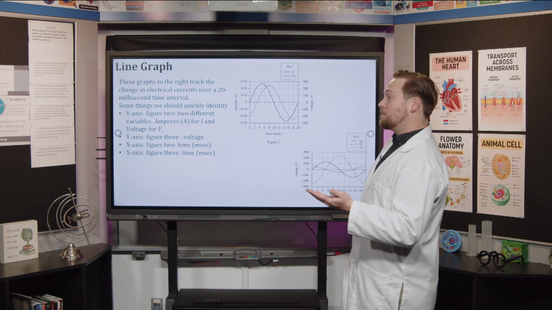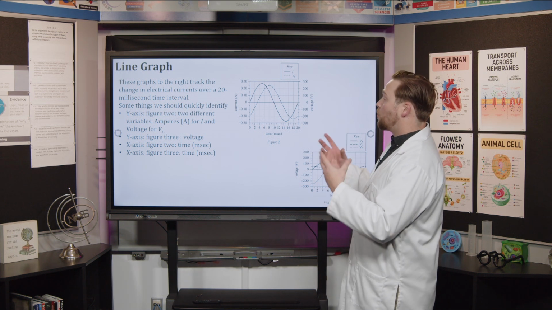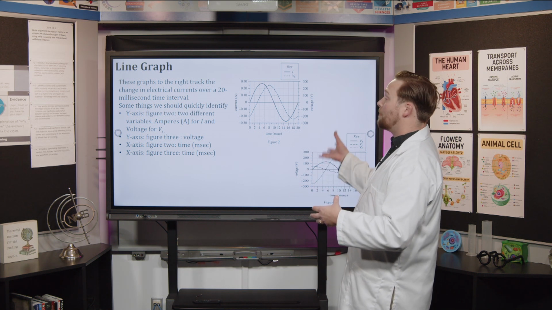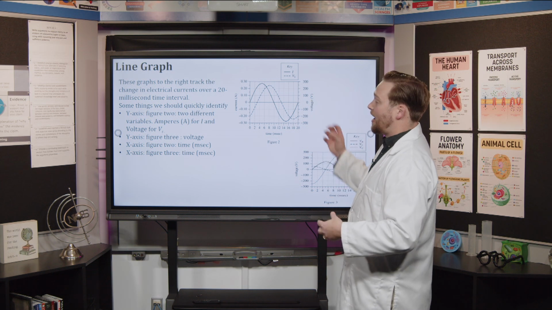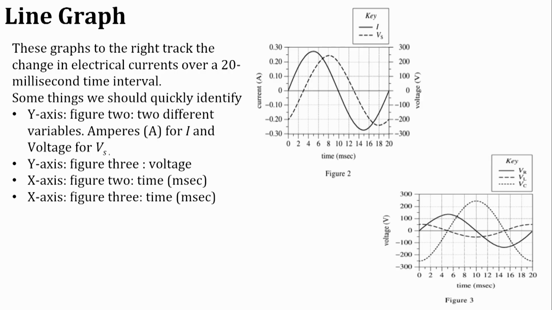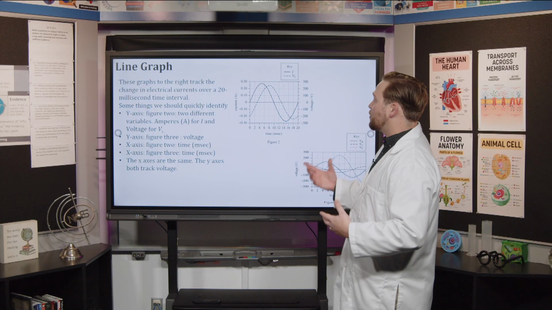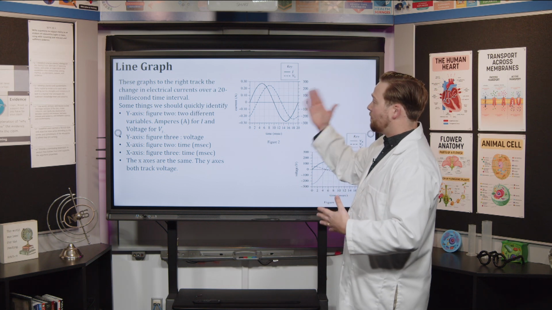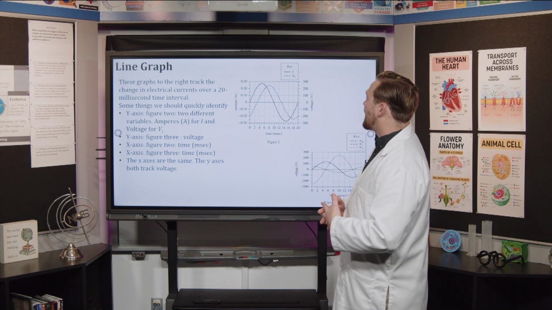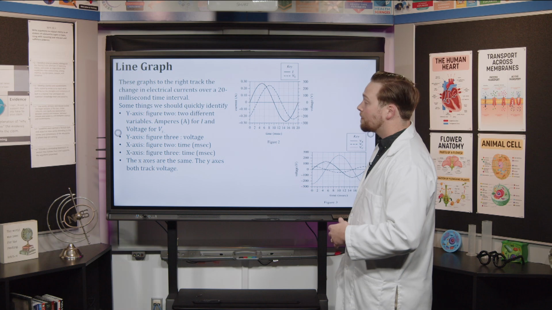So in my educated understanding of this, we're probably going to get questions where we have to combine information from these 2 graphs. Because they're so similar, they're going to almost treat them like they're the same graph, because what's on figure 3 could be graphed on figure 2. We could kind of overlay them and the information would still line up. Okay, so the x-axes are the same and the y-axes both track voltage on both of these figures, but figure 2 is also tracking a different variable, amperes, but that's only for the I line, the solid line there.